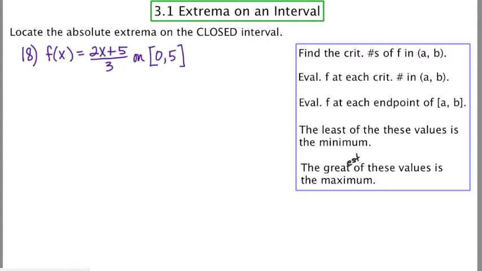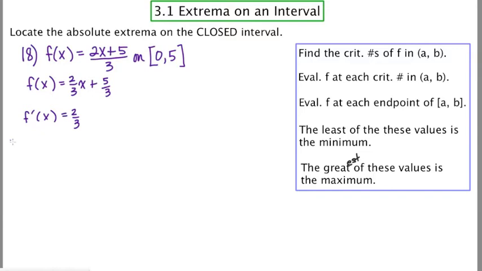So since the first thing we need to do is find critical numbers, we're going to need to take the derivative. So I'm going to start by just rewriting this as f of x is equal to 2/3 x plus 5/3. Now the derivative here is going to be very simple. The derivative of this linear function is just 2/3.